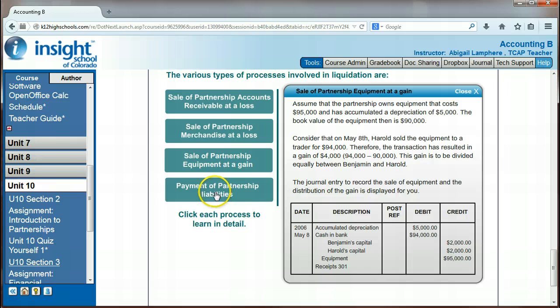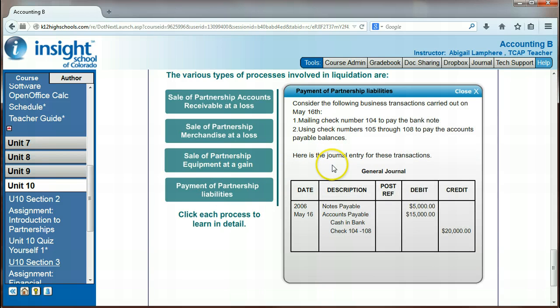Okay, the last step then is payment of partnership liabilities. So that was our notes payable and our accounts payable. So consider the following business transaction. We mailed a check for $104 to the bank note to pay off our notes payable, and we wrote 3 more checks to pay off all of our account balances with other creditors. So here's what that looks like.